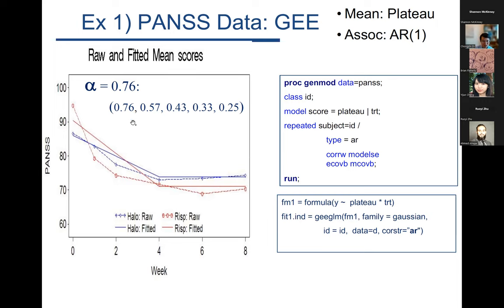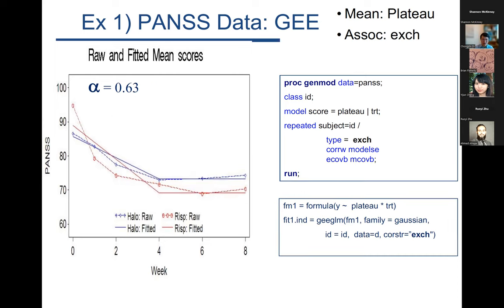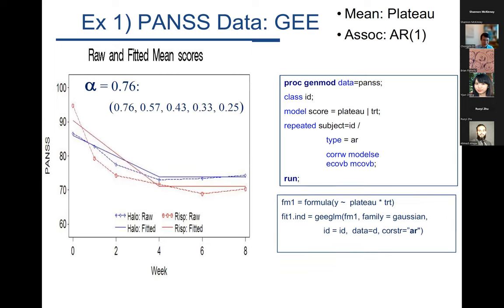But it assumes the correlation decreases as your lag increases, meaning for 1 week it's 0.76, but if the time gap is 2 weeks, the correlation becomes 0.57. It becomes even smaller as the gap becomes bigger, right? So basically the main difference between these two is that exchangeable assumes all the correlations are the same, while this one says it is higher for lag one and becomes lower for lag two, three, and so on. So it allows the correlation to decrease over time.